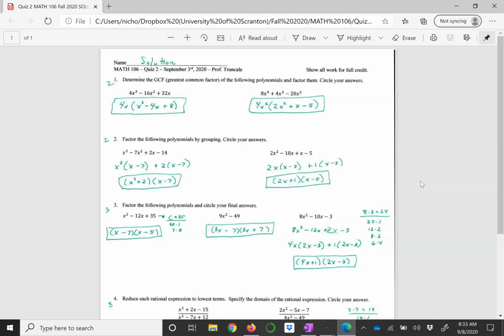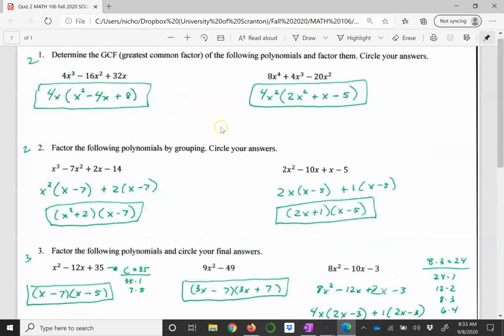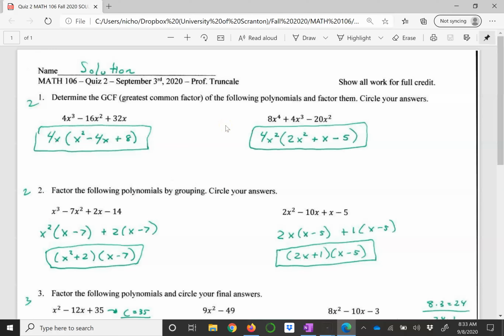Beautiful. So there she is. There's the quiz solution. So this first question, let me zoom in a little bit here. First question, I just wanted you to determine the greatest common factor and factor it out. That was it. That was all you had to do for that first question. Any questions on those? They were pretty straightforward, and most people got just about all the credit on those.